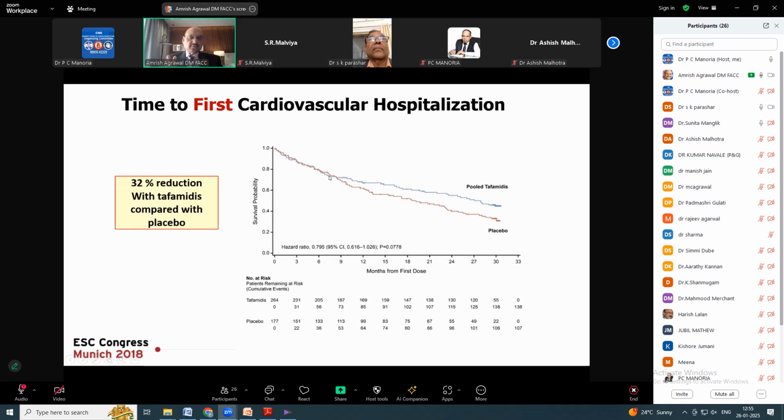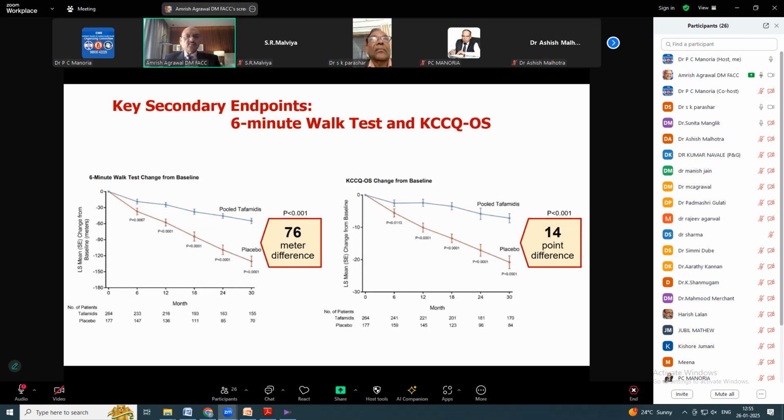So there was a reduction in mortality and a reduction in heart failure hospitalization, along with improvement of secondary endpoints. The secondary endpoints were the 6 minute walk test, which improved by 76 meters quite rapidly, and the Kansas City Cardiomyopathy Questionnaire, which improved by 14 points. So patients felt better, patients lived longer, and fewer patients were readmitted to the hospital with cardiac failure in this population.